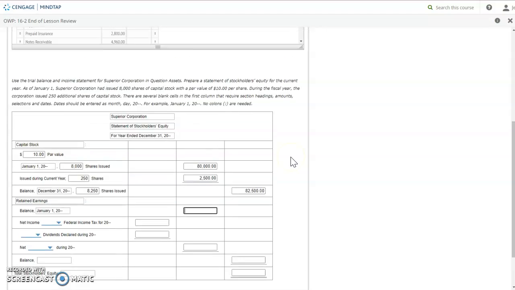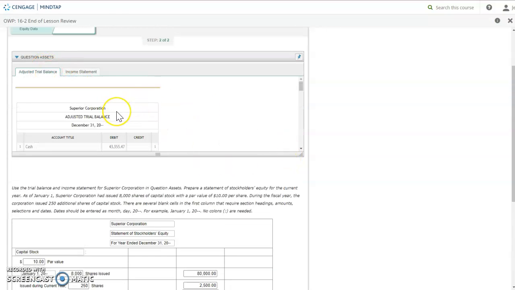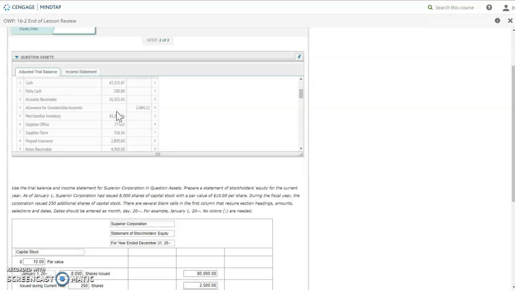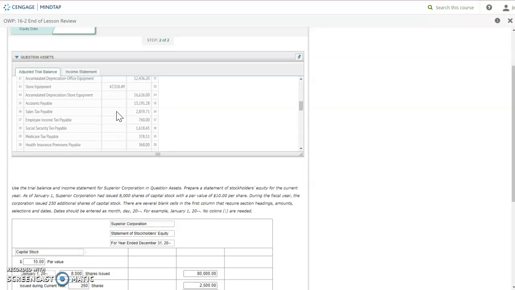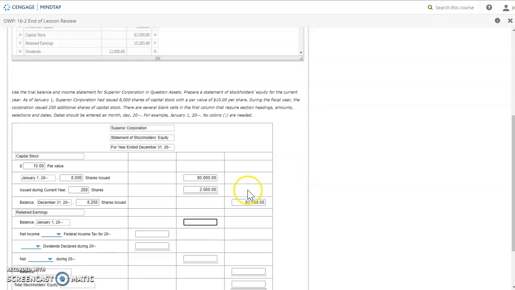So now we need to go back and we're going to scroll up and we're going to look at our adjusted trial balance. And we're going to scroll down until we find our retained earnings. Here is our retained earnings. This number here is going to go down into our statement. So 15,283.4.